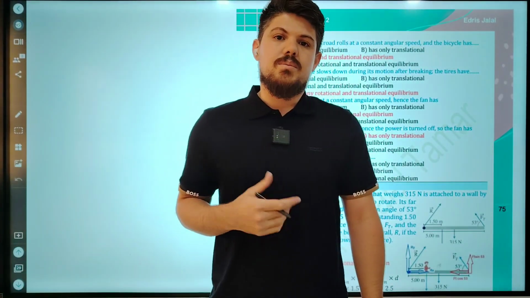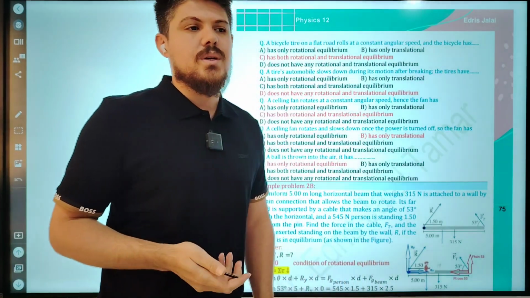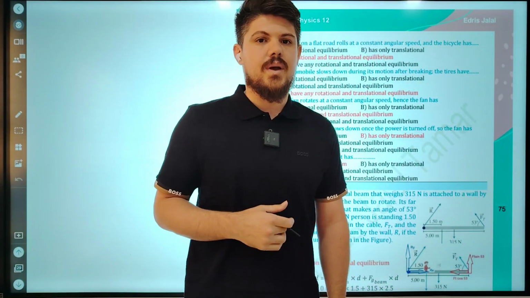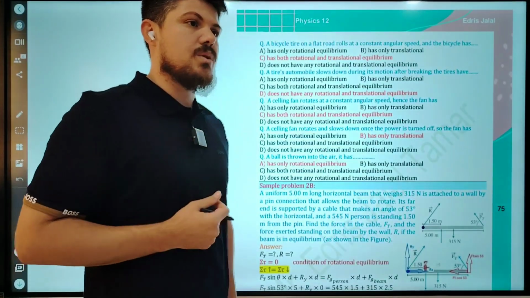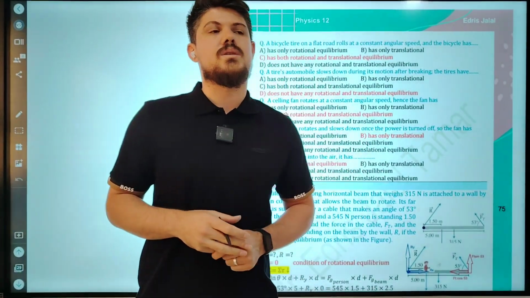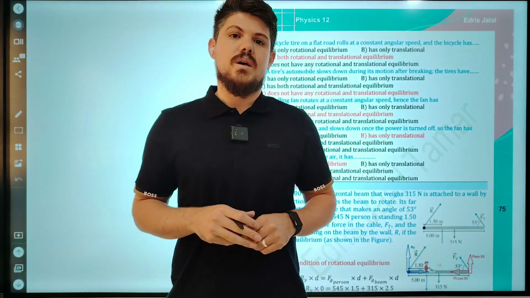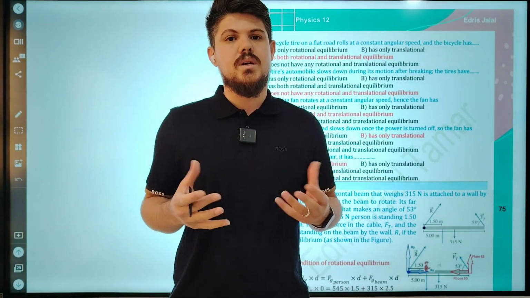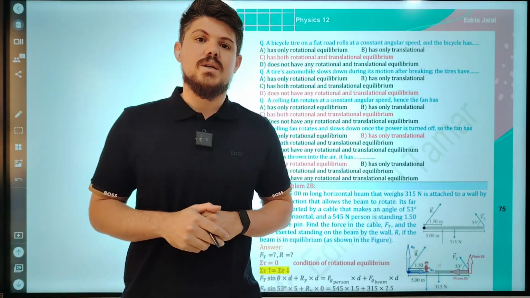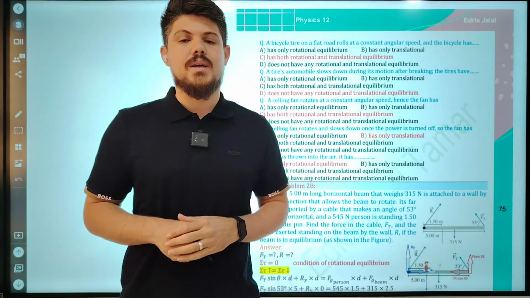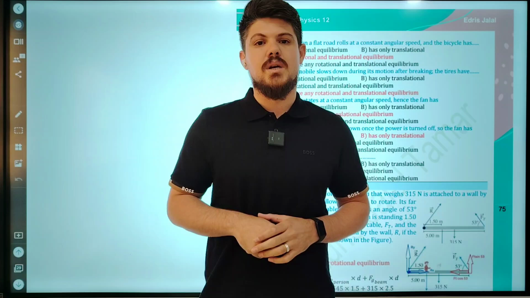If you remember in a previous lesson, we talked about rotational and translational equilibrium. In rotational equilibrium, when is an object considered to be in rotational equilibrium? When the object is at rest without rotation, or when an object is rotating with constant angular speed. In that case, the net torque on the object is zero.